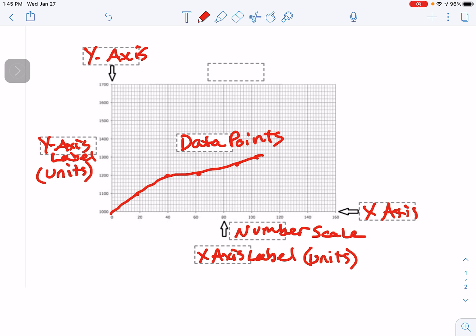But no graph is complete without a title. And a title is supposed to give whoever's reading the graph a general idea of what the graph is about and what they should expect to see or learn from it.